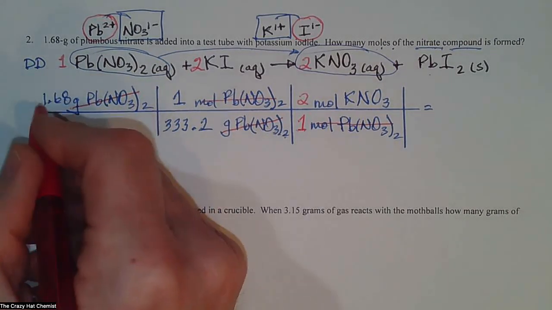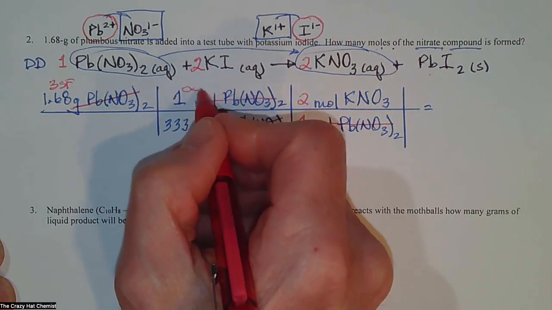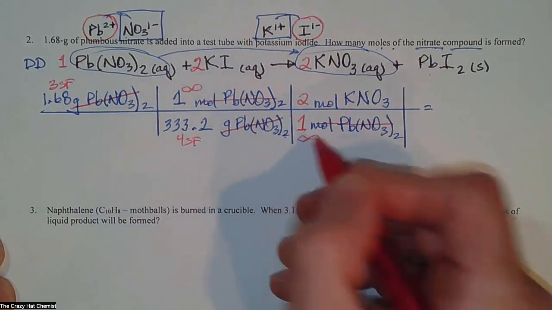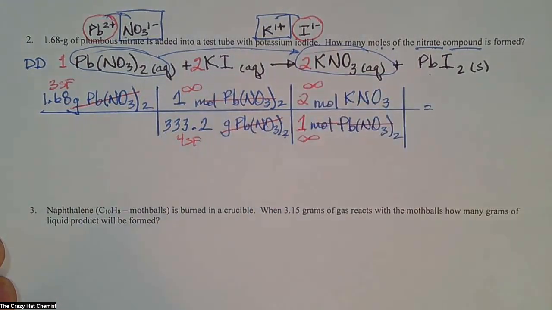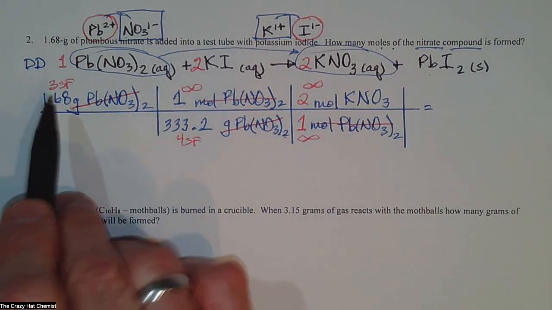This first number here has 3 significant figures. Then this is a definition, infinite. This has 4 significant figures. And these are both definitions here, counting numbers, if you will. These are counting numbers, so those are infinite. Okay, so my least number of significant figures here is 3.